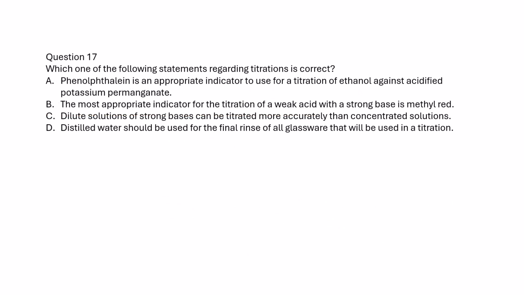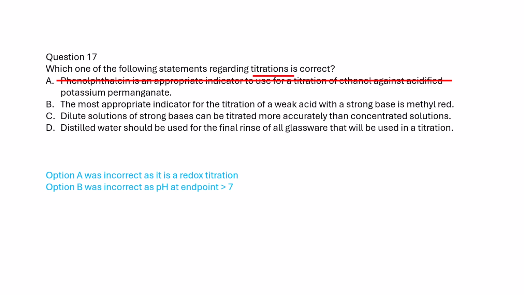This question is related to titration. The titration of ethanol against permanganate is a redox titration. However, phenolphthalein is an acid-base indicator. So, A is incorrect. The endpoint of a weak acid against a strong base is above pH 7, and methyl red changes its color below pH 7.